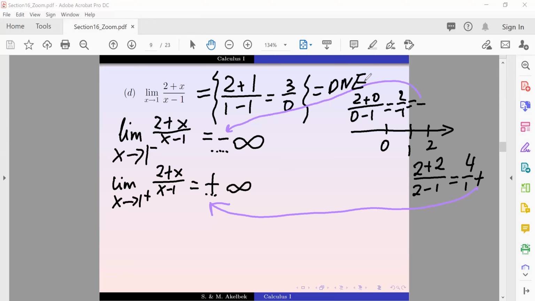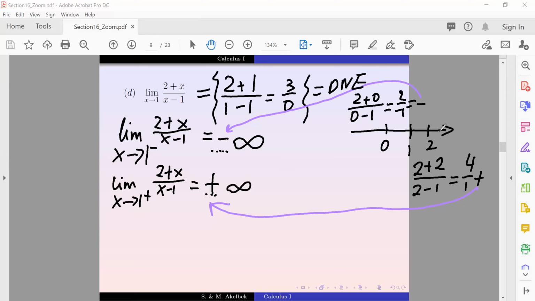Could you go over the positive limit again? How come it's positive and not negative? So you choose a number from the right side of 1, a number from the right side of 1 as you approach 1.